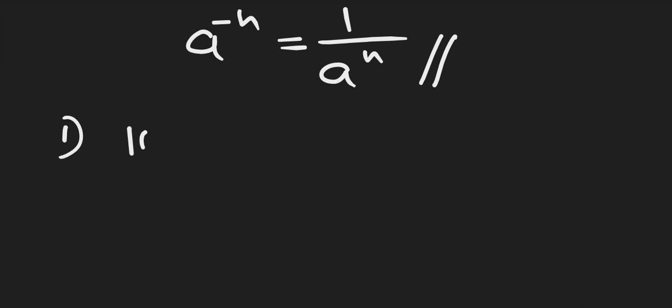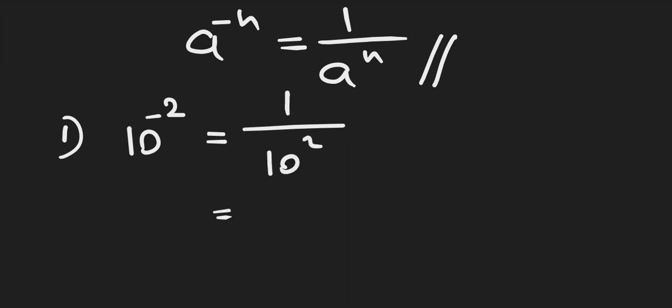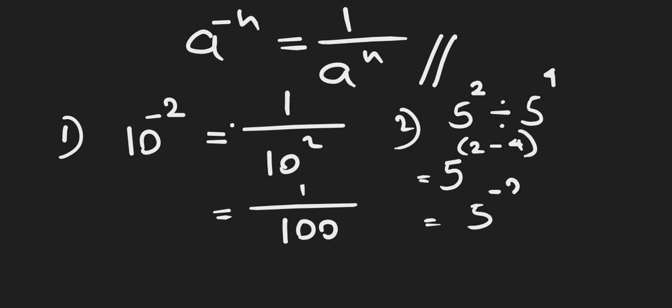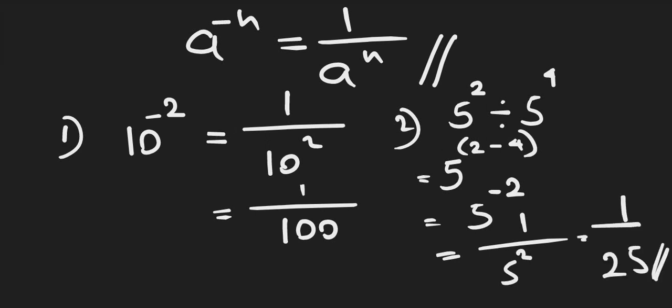Example number 1, 10 to the power minus 2. Now, 10 to the power minus 2 is equal to 1 over 10 to the power 2. So, this is equal to 1 over 100. Example number 2, 5 to the power 2 divided by 5 to the power 4. Now this is equal to 5 to the power 2 minus 4. That is equal to 5 to the power minus 2, which is 1 over 5 to the power 2, or 1 over 25.